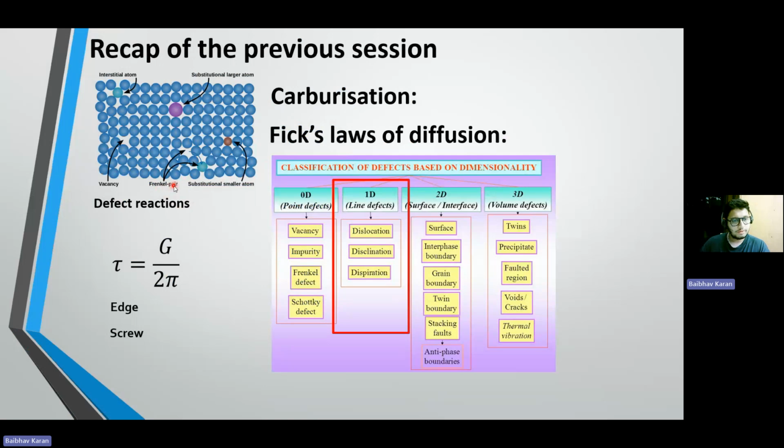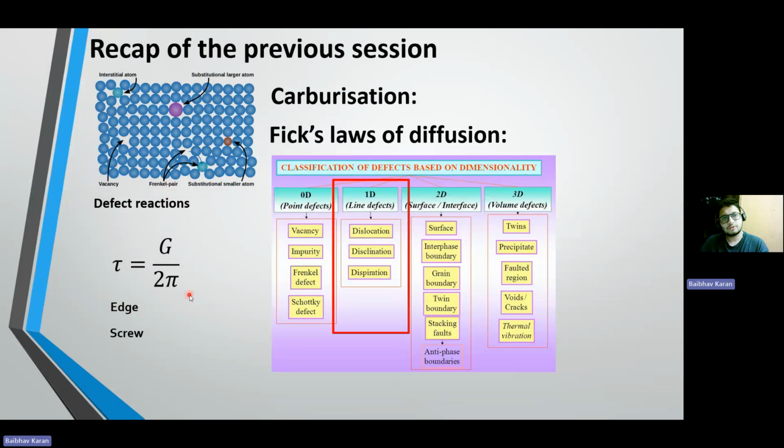Then we introduced the concept of dislocations because we talked about theoretical strength first. Theoretical strength is given by G by 2 pi, where G is the shear modulus, for all the materials. In the case of steel or any other material, when we calculate the theoretical strength from this formula, we find that the value comes out to be very high.